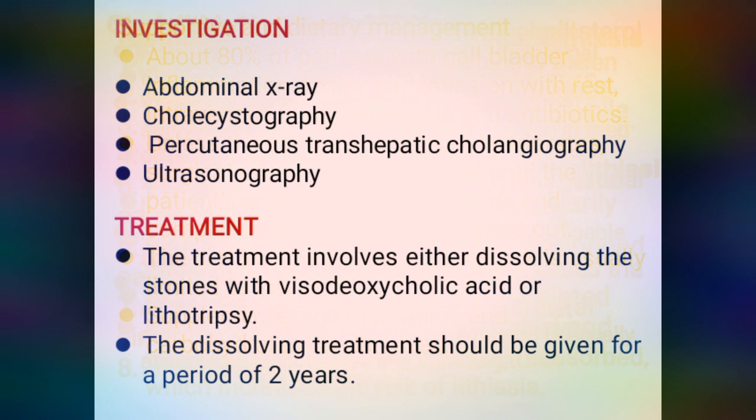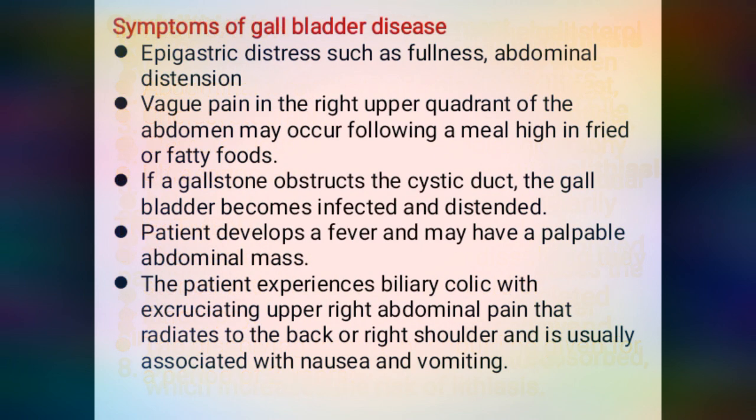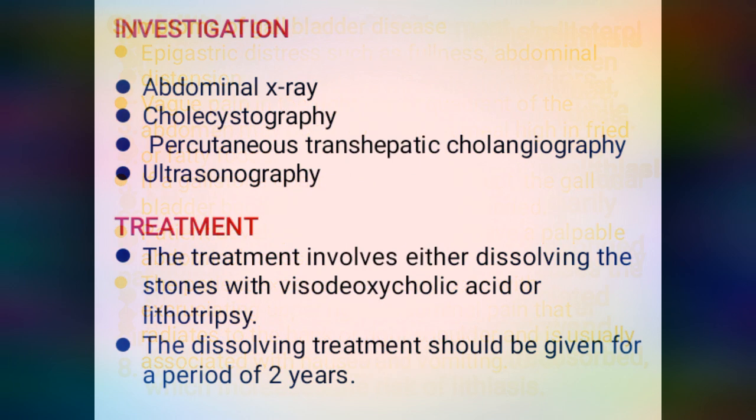So these are some of the signs and symptoms that can be seen in gallbladder disorders, specifically when you're talking about cholelithiasis. Investigations that can be done in order to rule in the presence of this condition: you can do an abdominal x-ray, which is going to detect the over-distension of the gallbladder. You can also do cholecystography, which is going to show the function of the gallbladder, and it is going to show the abnormalities and the presence of stones within the gallbladder. And you can also do percutaneous transhepatic cholangiography.